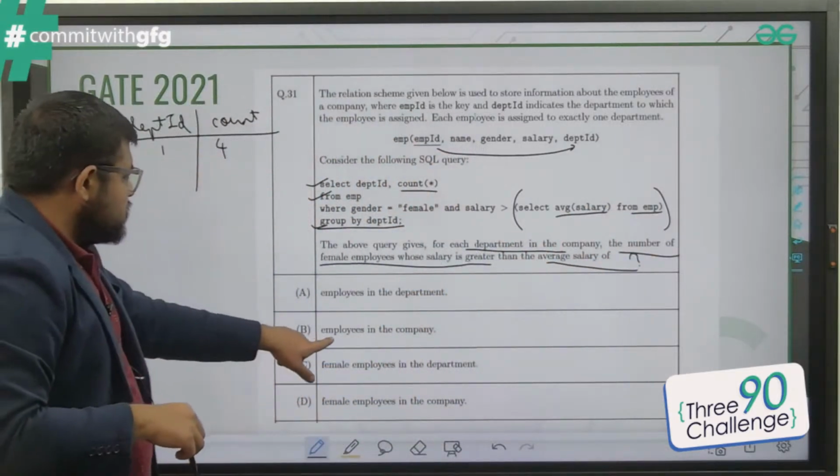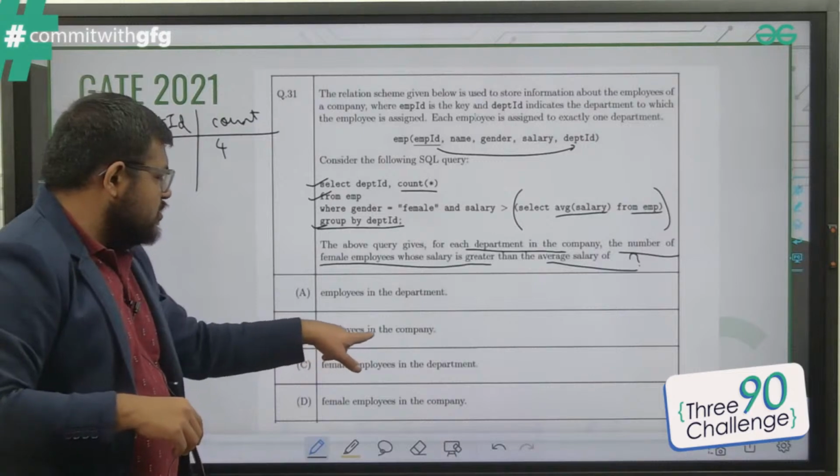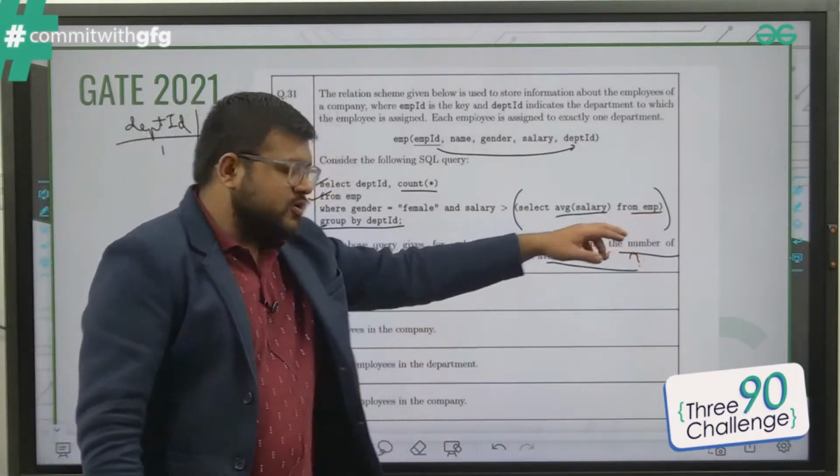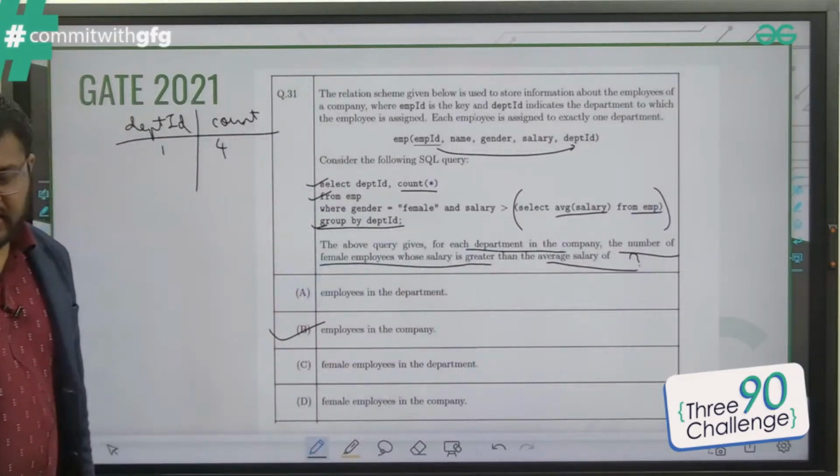Means employees in the company, greater than average salary of employees in the company. Okay, all the employees, because here they are considering all the employees, there is no condition. So B option would be the correct answer.